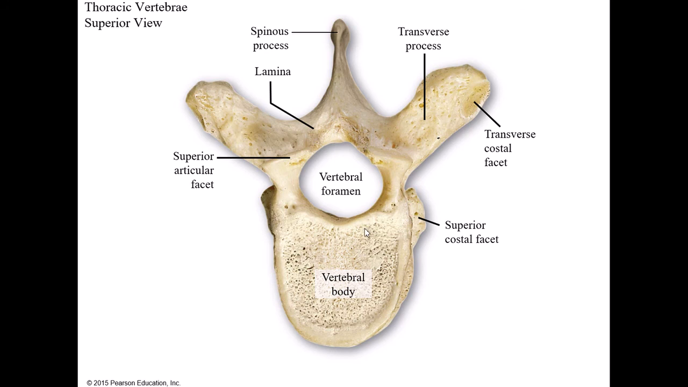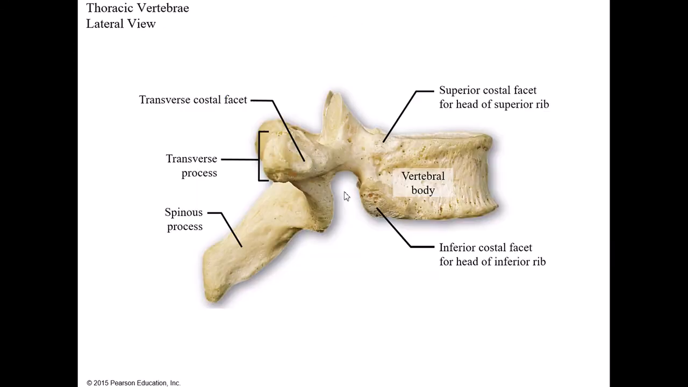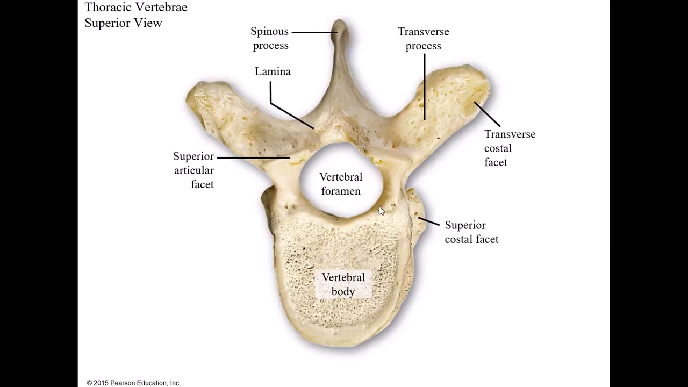Okay? Again, these are the features in my mind. If I were to take a practical, heart-shaped body, small rounded vertebral foramen, downward sloping spinous process. On the side of the body, a costal facet. On the transverse process, a transverse costal facet. I know I would get that answer correct on a practical. This could be nothing but a thoracic vertebrae.